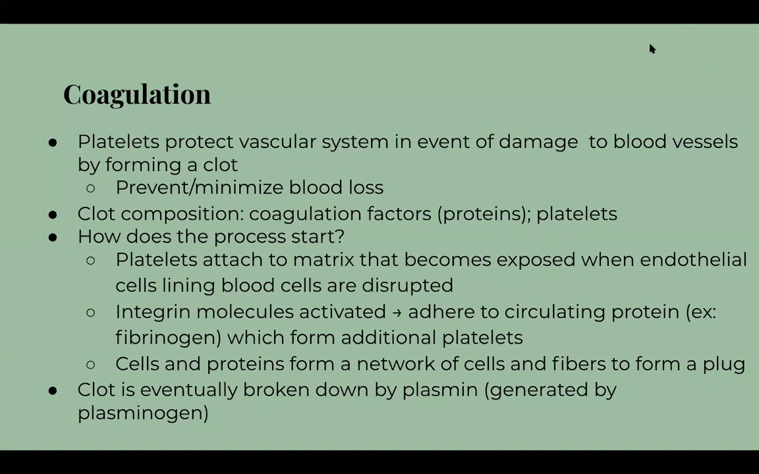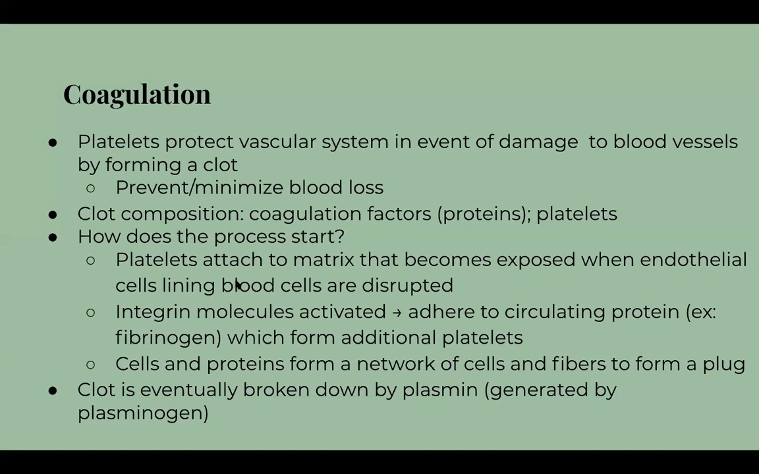The process goes: once that damage is detected, platelets are recruited to the part of the extracellular matrix that becomes exposed. And when we're talking about this extracellular matrix, that's in reference to the endothelial cells, which line the blood vessels.